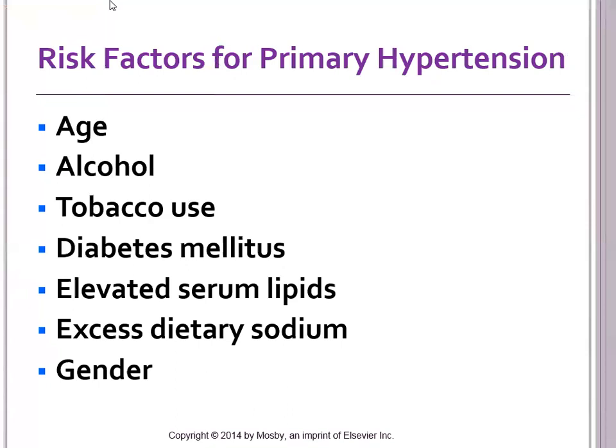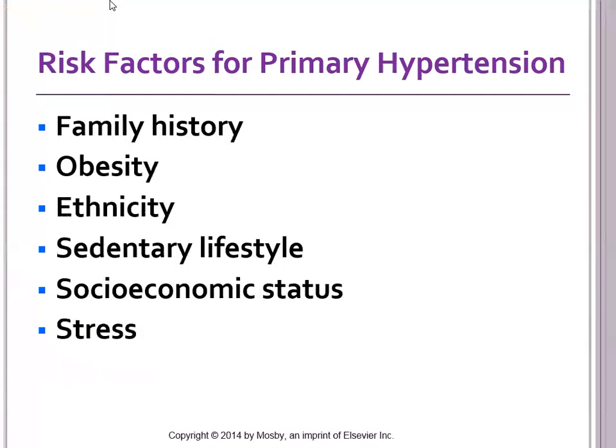Excess salt, gender, hypertension is usually more prevalent in men and young adulthood, and then after the age of 64, it becomes more prevalent in women. So we're talking about gender, young men, higher risk of hypertension, older women, higher risk of hypertension, okay? Family history, obesity, ethnicity. Why do we include ethnicity? What ethnic group is higher risk for hypertension? Right, African American people are at higher risk for hypertension.